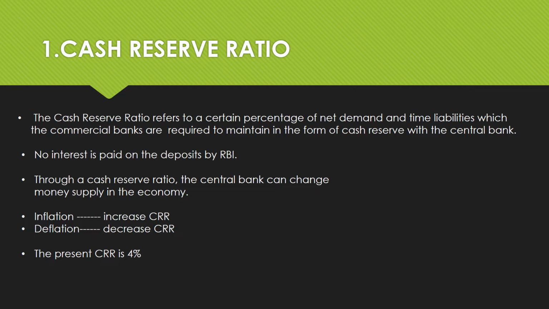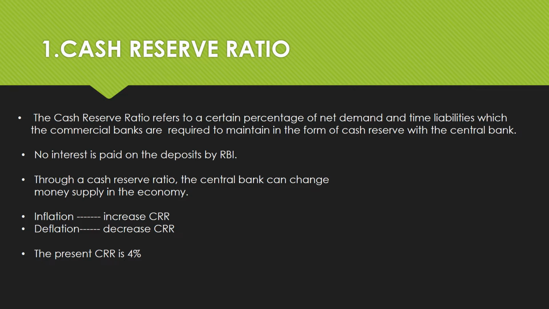Because of the increase in the cash reserve ratio, the commercial banks are required to keep more reserve with the Reserve Bank of India, right? And because of this the money with the commercial bank decreases. As a result, they can now give less loan or credit to the public. And thus, in the economy, the credit supply or the money supply decreases. This solves the problem of inflation.